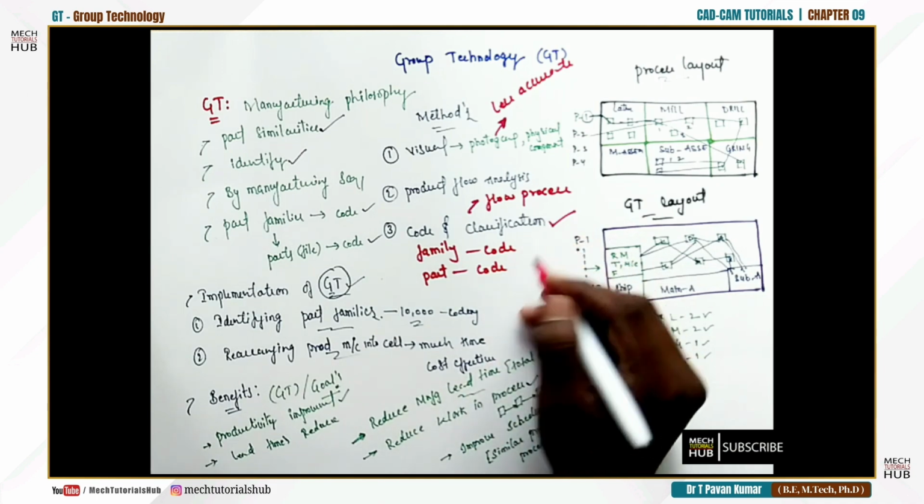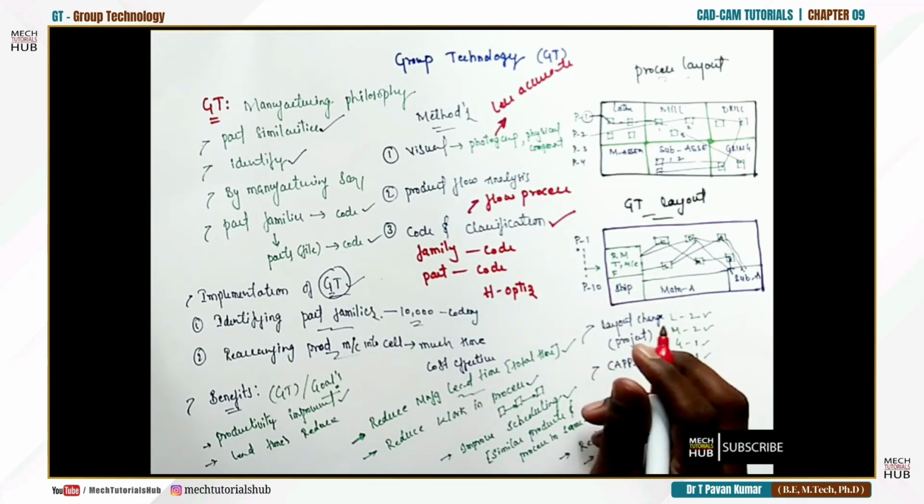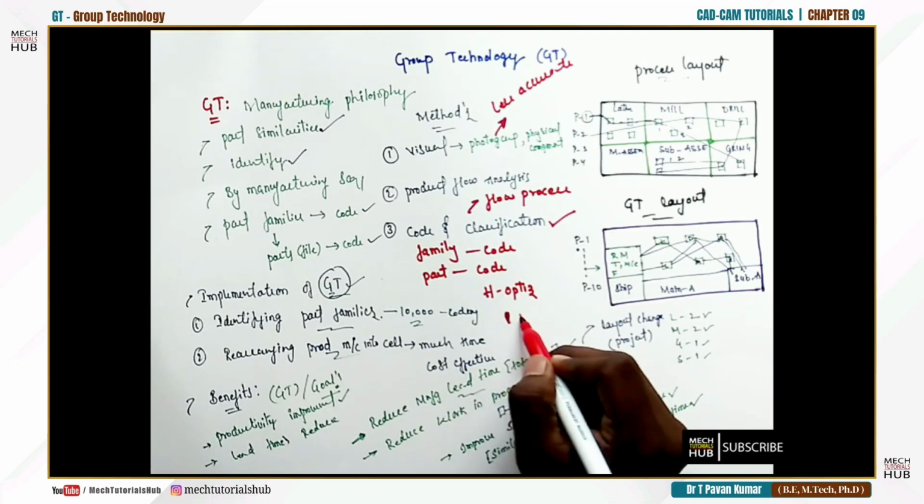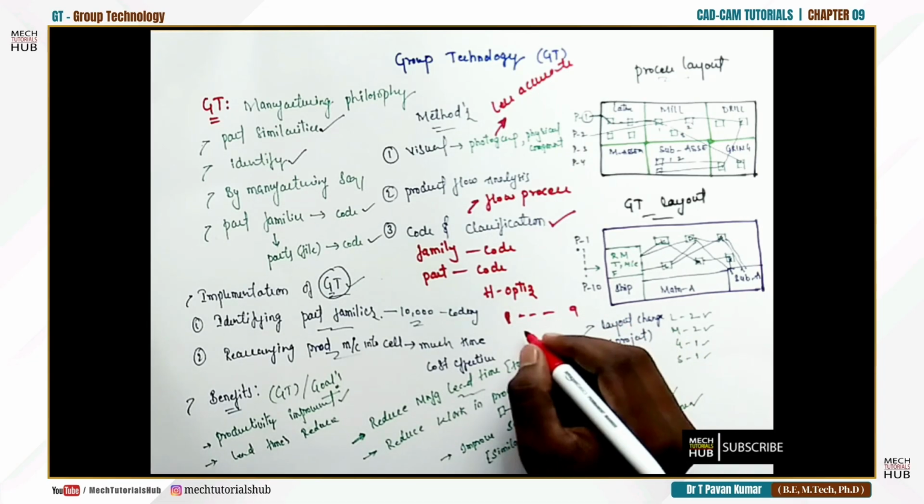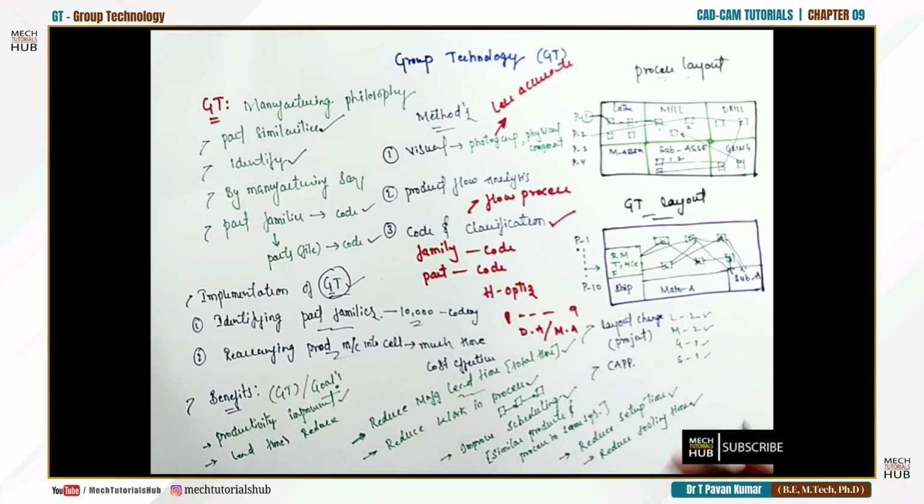In this process of coding and classification system, a person called Hopps, H-O-P-S, has come up with a very good concept with 9 digits, out of which digits 1 to 5 talk about design attributes, and the rest talk about manufacturing attributes. That we'll discuss in the upcoming lectures, the complete Hopps technique, and we have some other code techniques also, completely based on digits. Based on digits, design attributes and manufacturing attributes will be fixed.